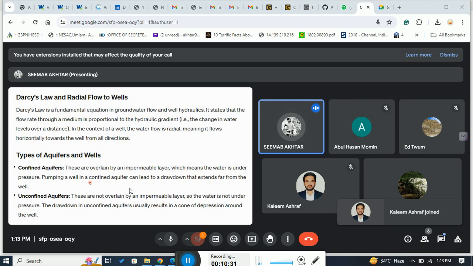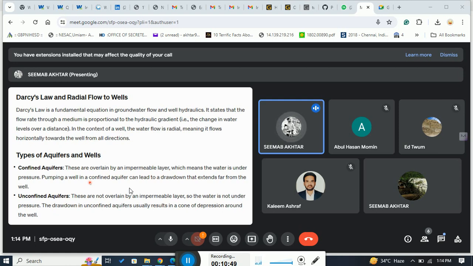Types of aquifer. What is an aquifer? An aquifer is a body that contains water. Okay, now come to the types of the aquifer. The first is the confined aquifer.